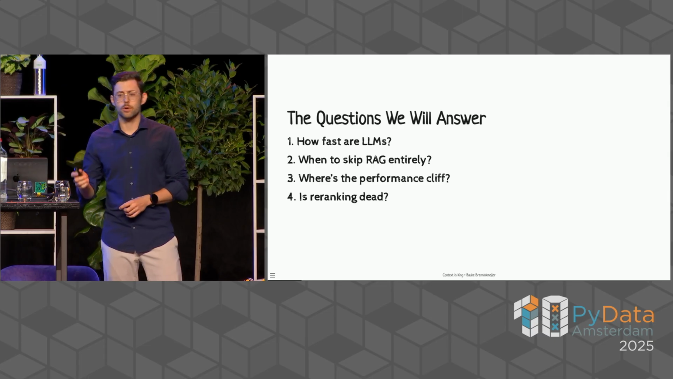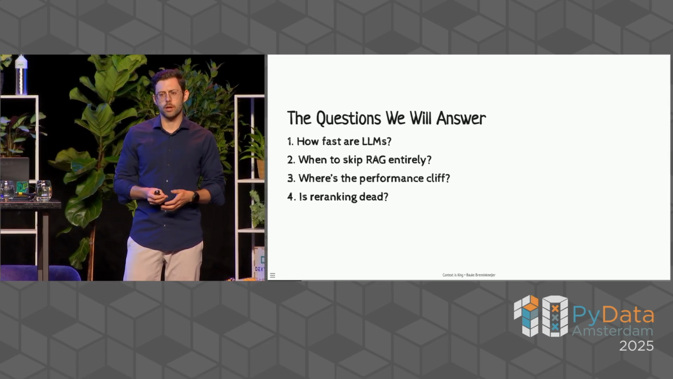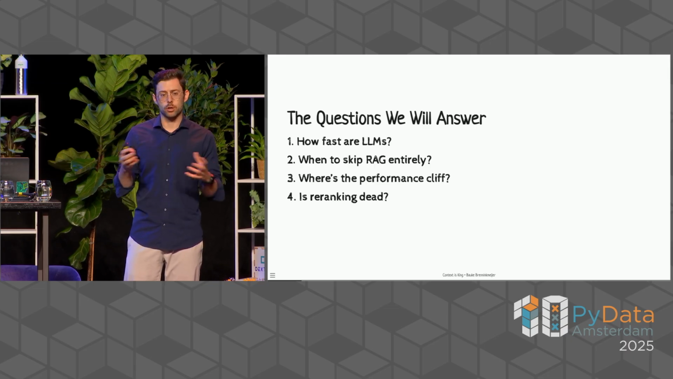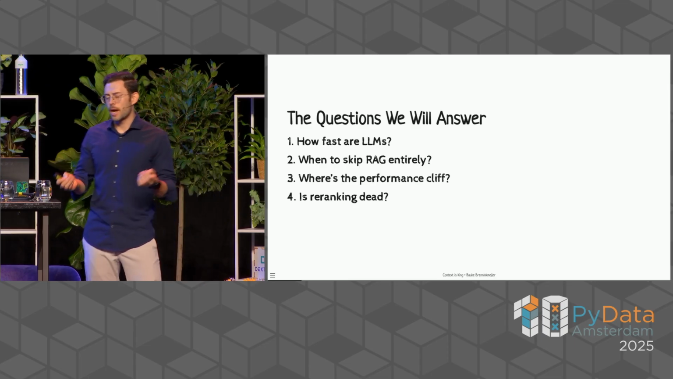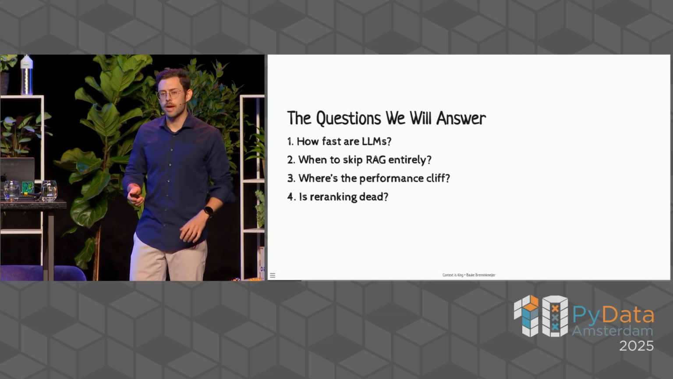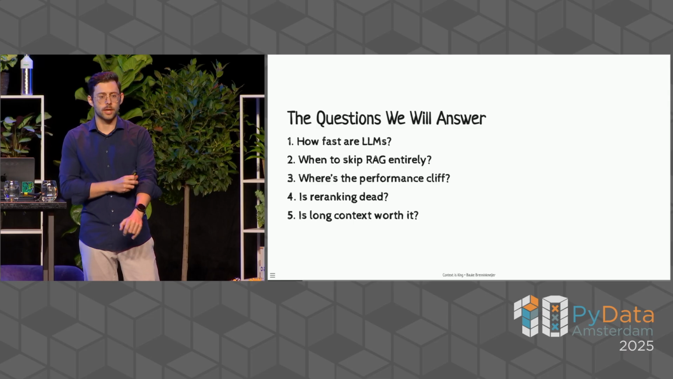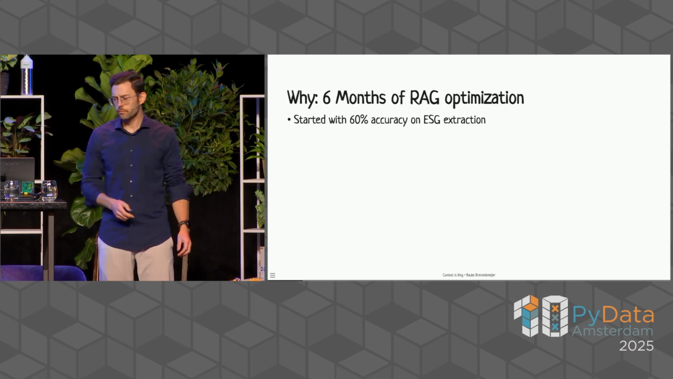The fourth question was, is re-ranking dead? Because if these models are as powerful as they currently are, re-ranking was historically a measure to fix the issue of getting lost in the middle, and that issue seemed to be largely solved. But I haven't seen a lot of people advocating for the complete omission of re-ranking as a consequence of that. And the last one is, is long context then worth it? Or rather, when do we use it and when do we not use it?